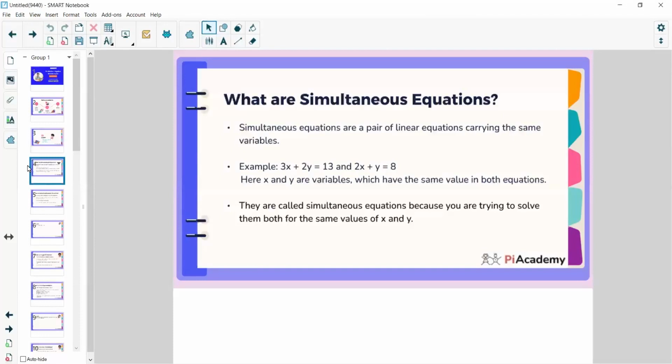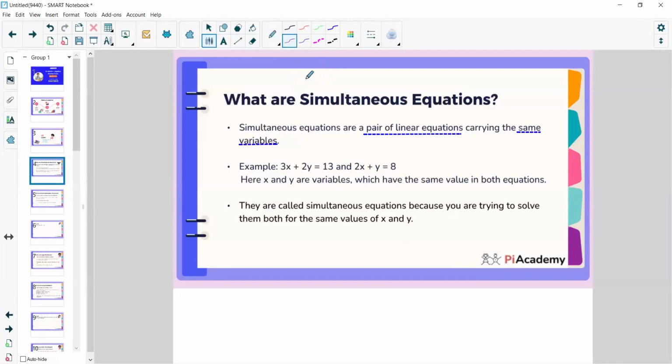Understanding what are simultaneous equations. So what are simultaneous equations? These are a pair of linear equations carrying the same variables. Now this is pretty important. What do we mean by a linear equation? Let me give you an example.